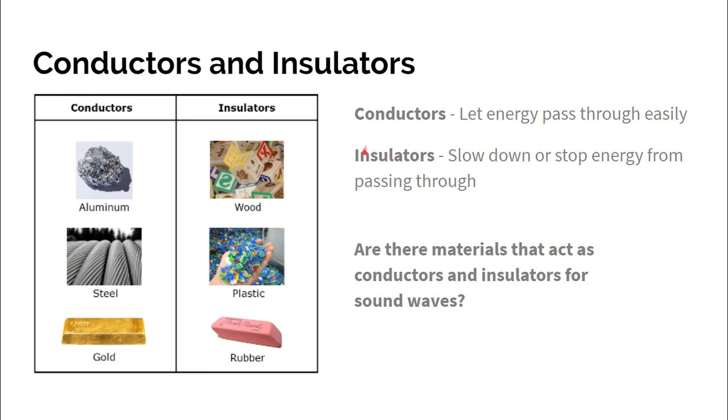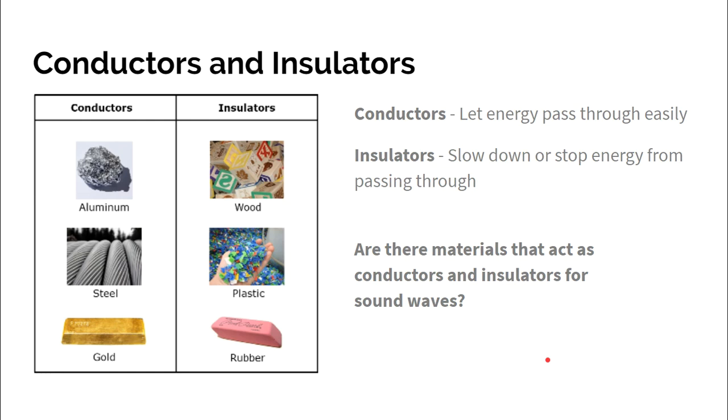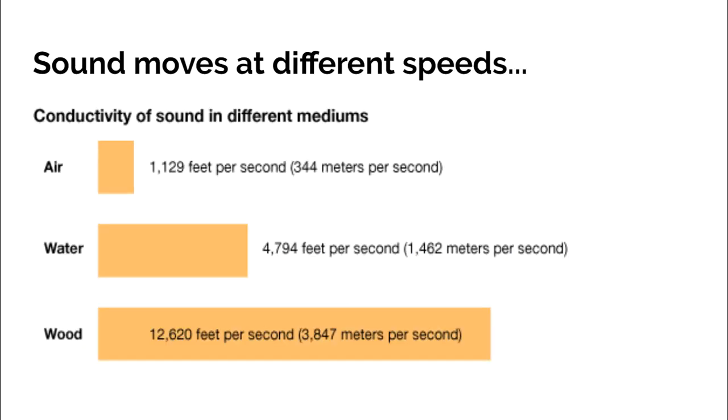So if there are conductors and insulators for heat, are there materials that are conductors and insulators for sound waves? Well, if you think about it, there are. And there's something we can see when we measure stuff. Sound moves very fast. A sound wave that's going through air right now is going over 1,000 feet each second. Now, 1,000 feet per second is pretty dang fast.